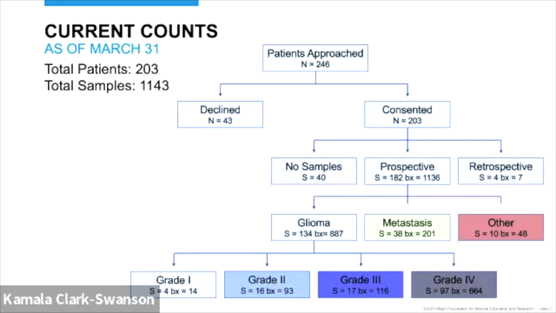Another source of some dropout is we might get to the operating room and the surgeon says, actually, this case isn't going to work for research because maybe it's in a tricky location. Maybe they're only getting a biopsy and they need all the tissue they can get for clinical reasons. So sometimes that happens too. But we have attended 134 surgeries for glioma, 38 MET cases, and 10 with some other diagnoses.